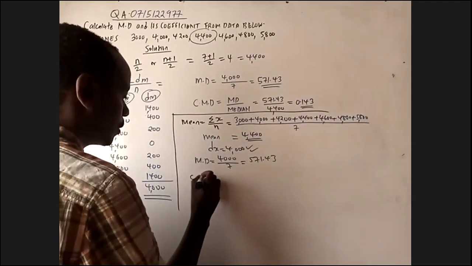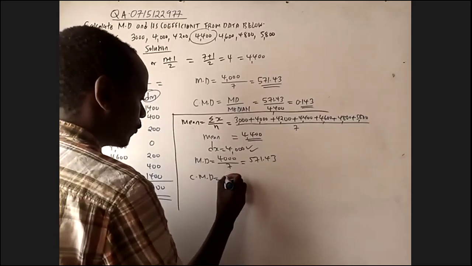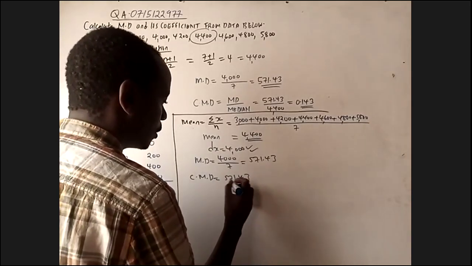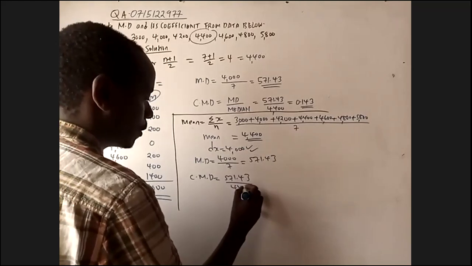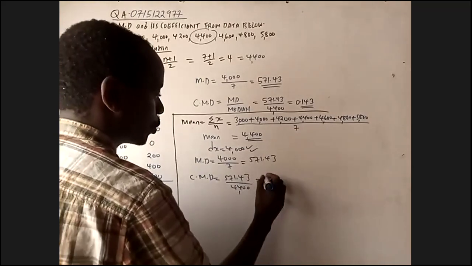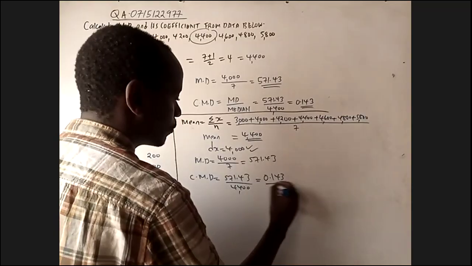Then CMD will be 571.43 divided by our mean. Our mean is 4,400, which is equal to 0.143.